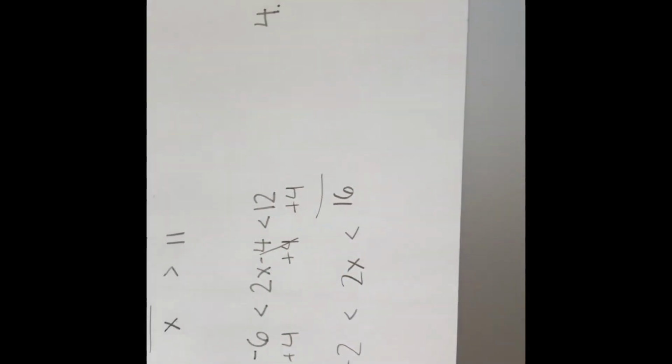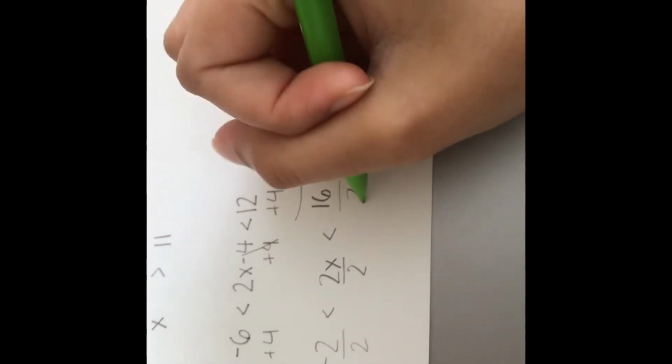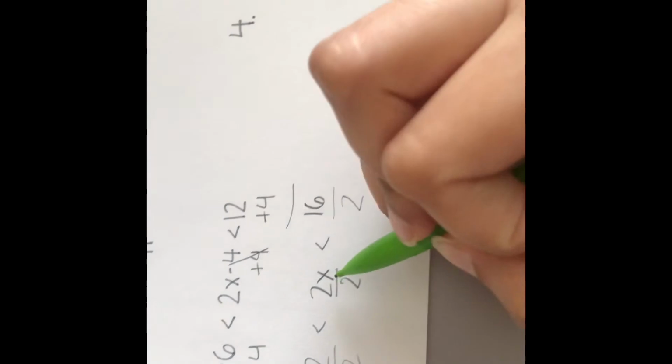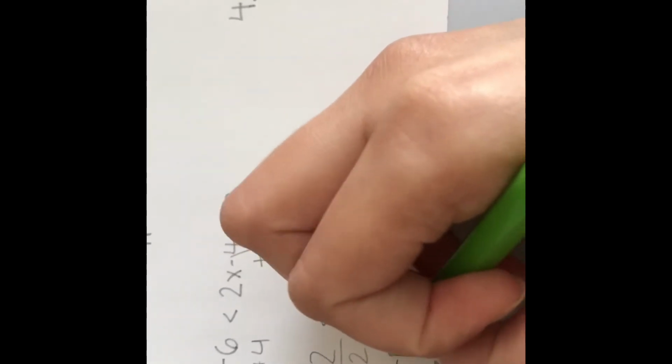So you just bring down the signs, and now you're going to divide by 2. You're not going to divide by a negative here, so the sign isn't going to flip. So it would just be negative 1 is less than x is less than 8. So x is greater than negative 1, and x is less than 8.